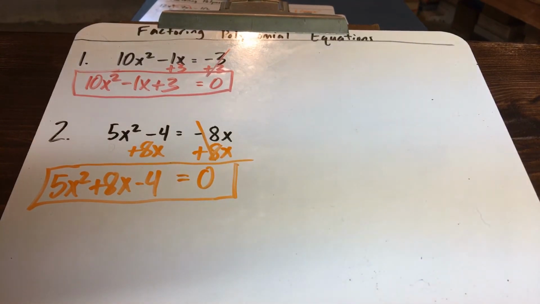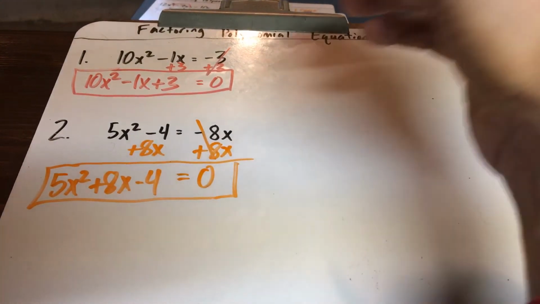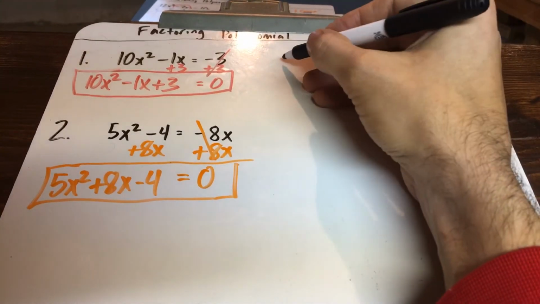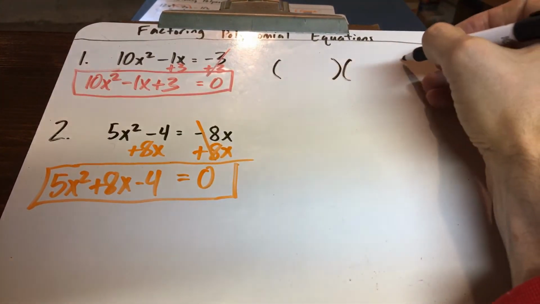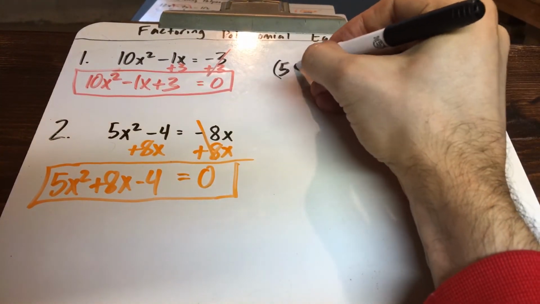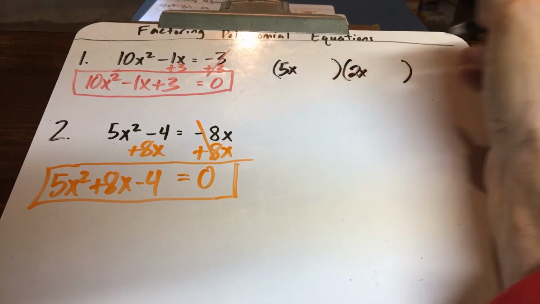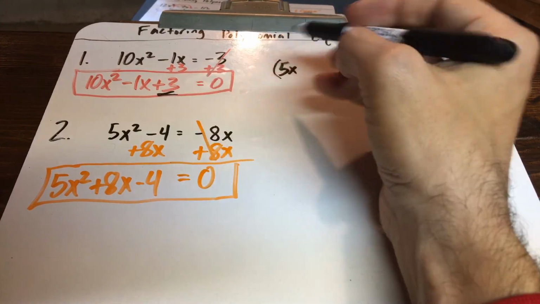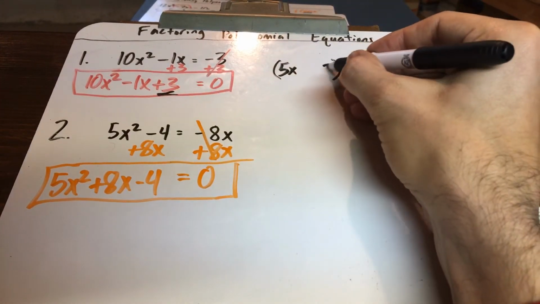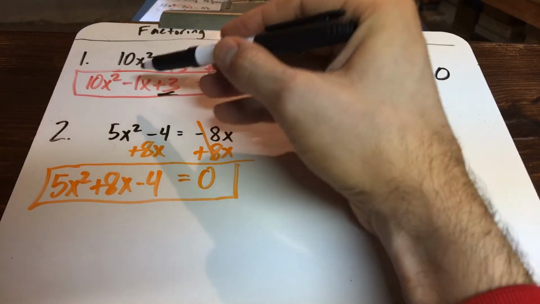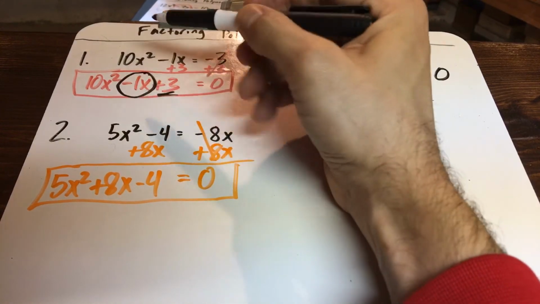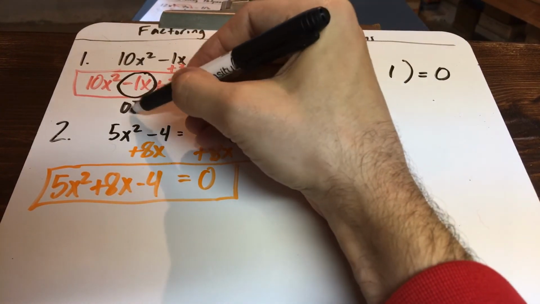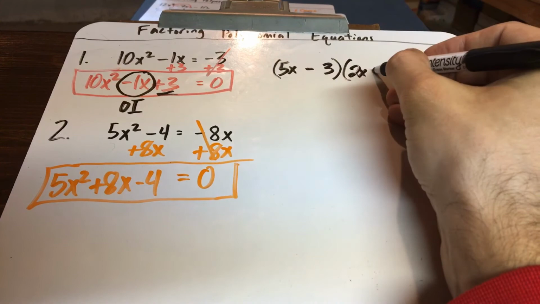So if you want me to work these out really fast, I will try my best. My guess for the 10x squared is it's probably 5 and 2. It could be 2 and 5, or probably not 10 and 1. How do they get plus 3 in the middle? It's got to be 3 and 1. But look, my O and my I have to equal negative 1. So that's a clue that these are both negative signs.